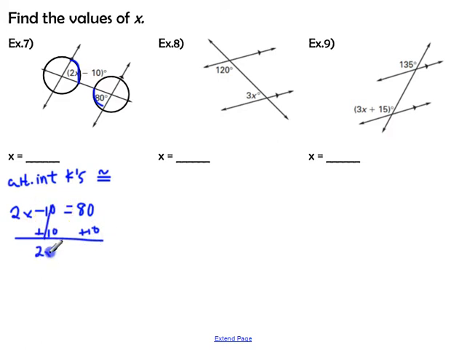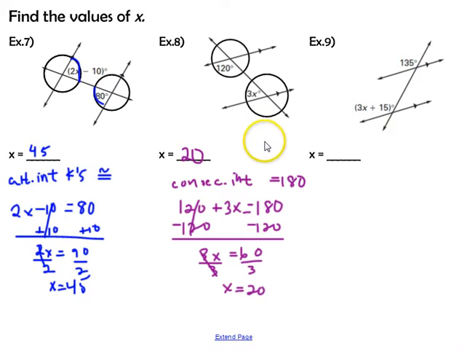Then we have 2x is equal to 90. Divide both sides by 2, and we have x is equal to 45. So our final answer is x equals 45. I want you to go ahead and try example 8 and then check back with me when you're finished.